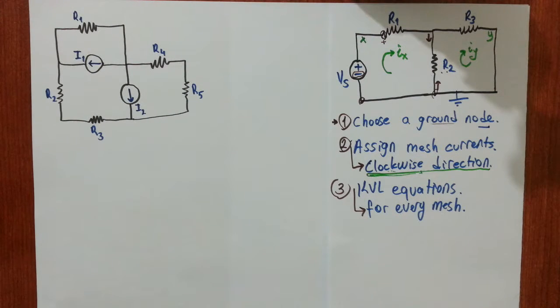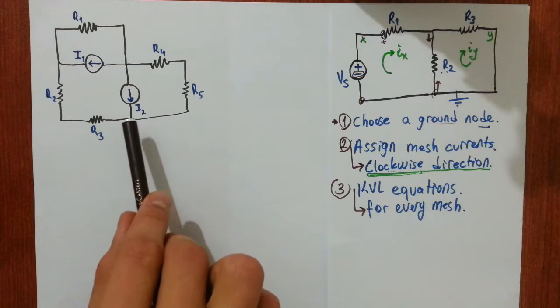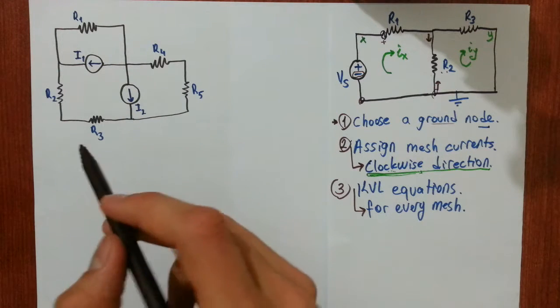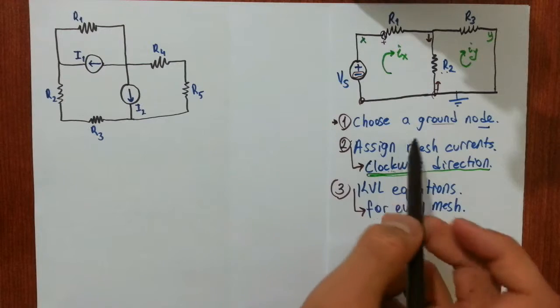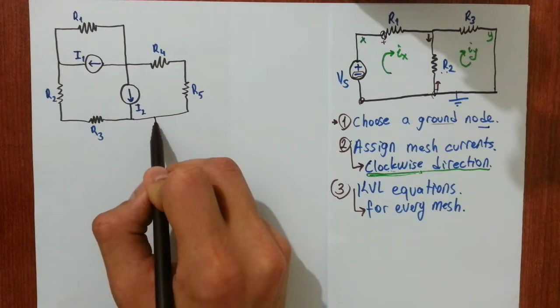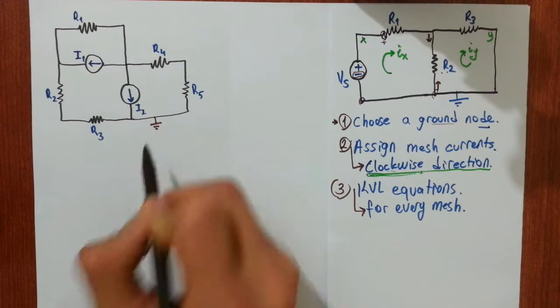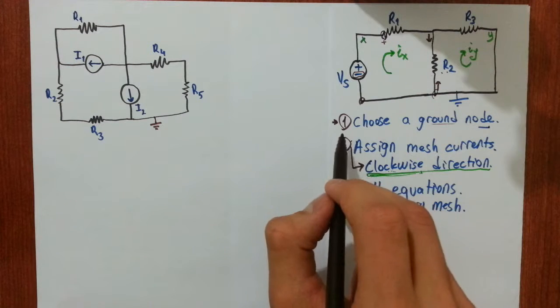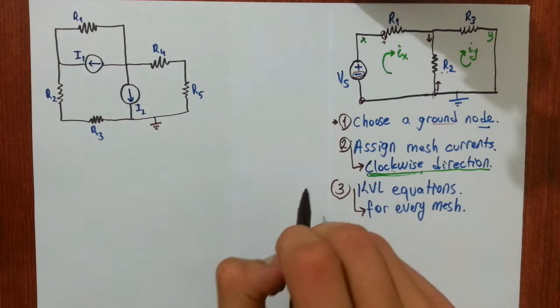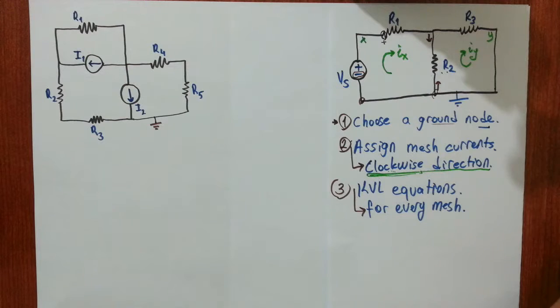In this video we will analyze the circuit by mesh analysis. Alright, first step is to choose a ground node, and I'm choosing this node to be the ground. Remember, this step will never affect your analysis. Second step is to assign mesh currents.